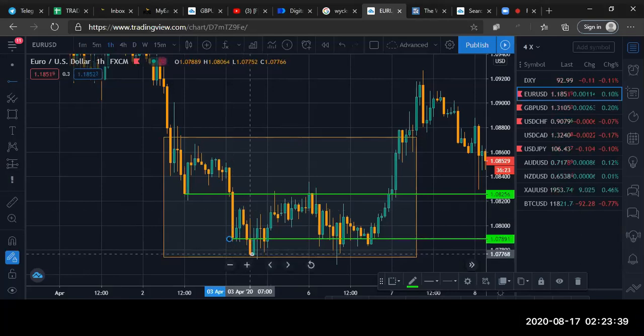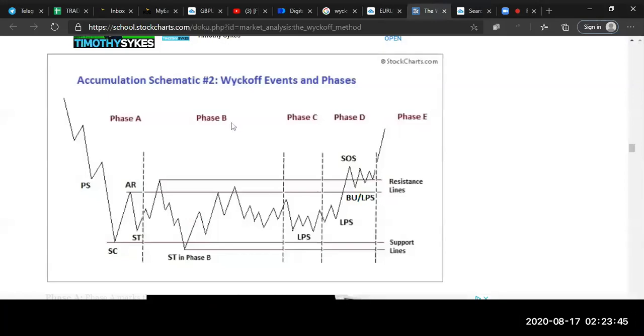This is a much better example of a secondary test, because if I go back here, you see the secondary test came a little bit lower than the selling climax. Like I just said earlier, it doesn't have to be perfect. I don't understand Wyckoff too much myself, but I understand that if we're going from this preliminary support, the next objective should be the secondary test. And after that, your next objective should be the automatic rally.